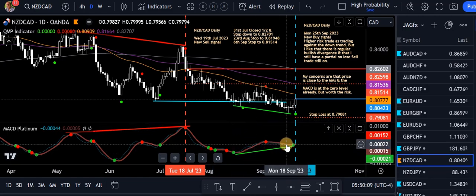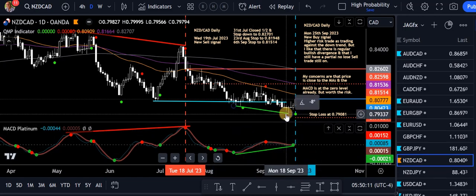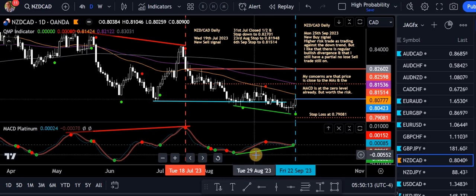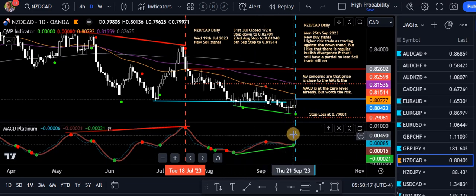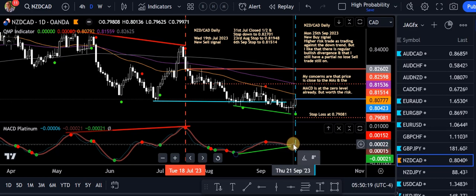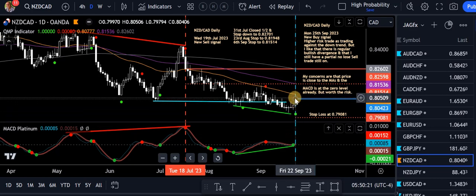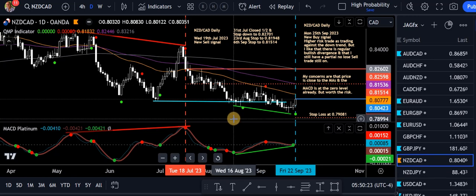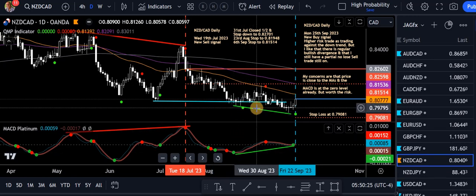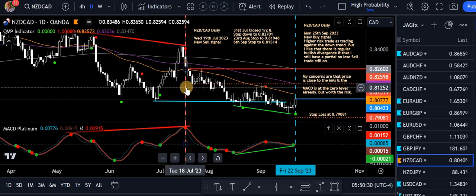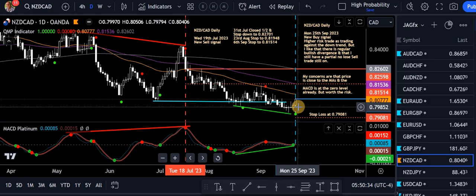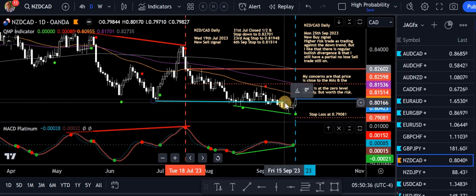We have got regular bullish divergence, as you can see here, lower lows on price and higher lows on the MACD Platinum. My concern is that the MACD Platinum's at the zero level already and price is close to the moving averages. A couple of things that I like: I like divergence, so that's good. And also I've got this sell trade on, so the partial sell, can't lose on that, gives me some protection for the upside. So we'll see it at this level here.